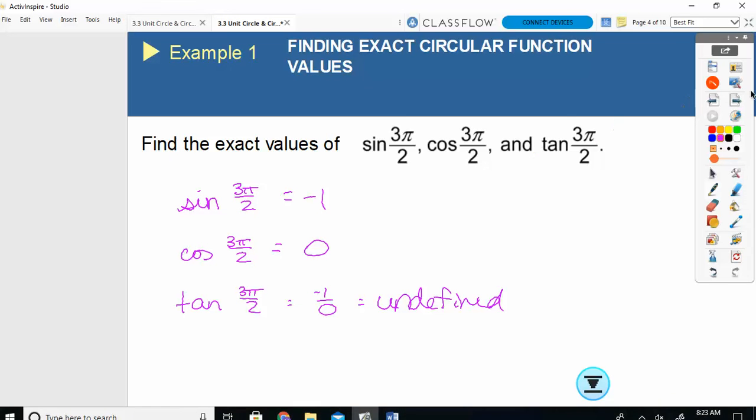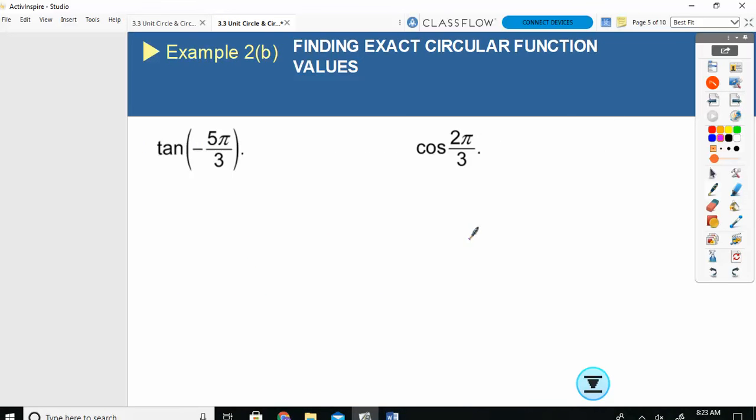Let's just use the circle. Let's see if we can think through this and then just use the circle to check ourselves. So we had questions like this on our quiz yesterday, and we had them on our previous test when it was just in degree form. If I give you a negative, what do you need to do?